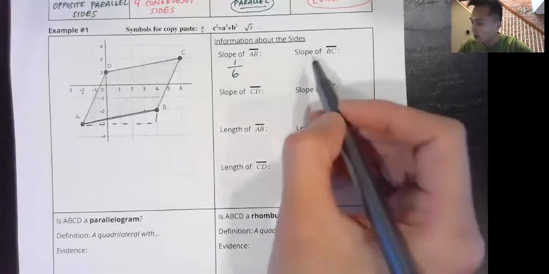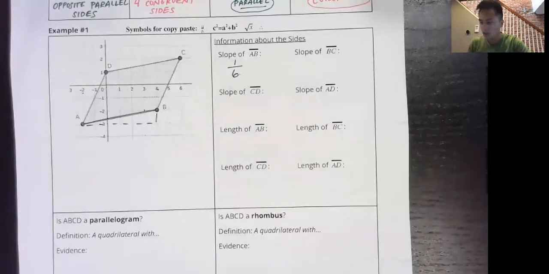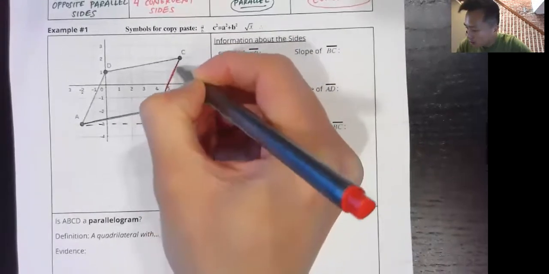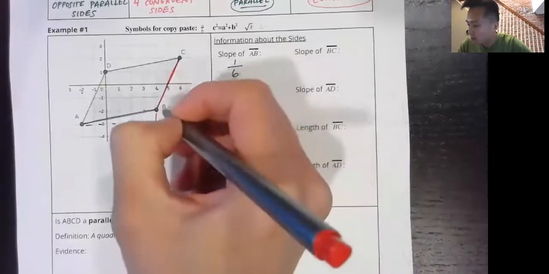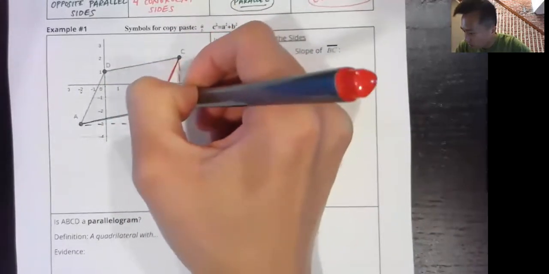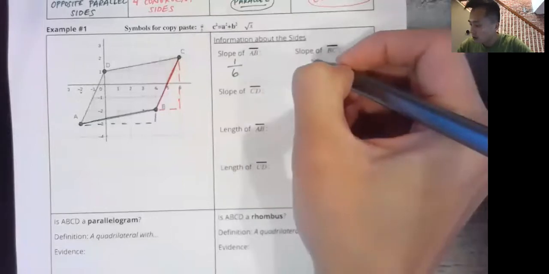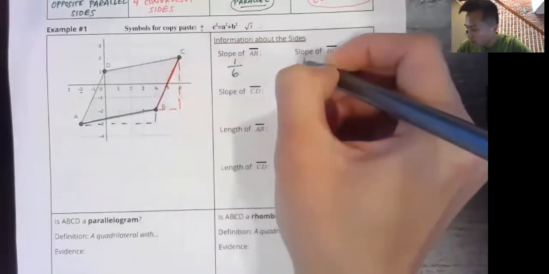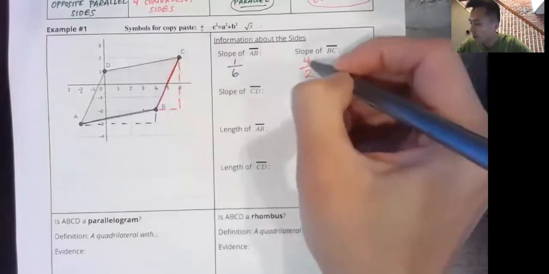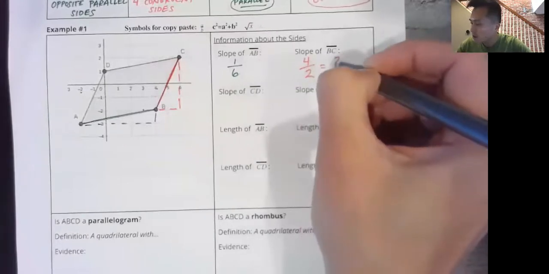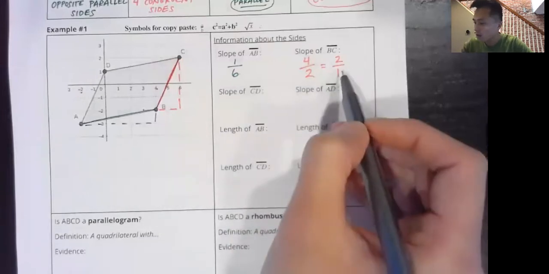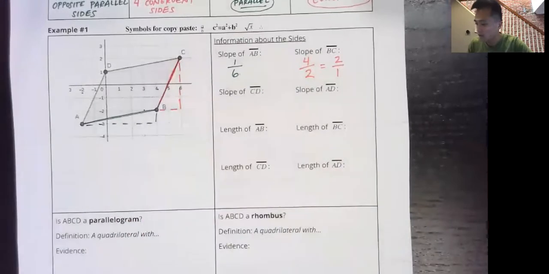Okay. Next, slope of BC. So BC, that's this side right here. I can draw on a slope triangle if that's helpful. So change in x is 2, change in y is 1, 2, 3, 4. So it's a slope of 4/2. That can be simplified by dividing both numbers by 2. So a slope of 2/1. I know it's a positive slope because looking from left to right, it's going uphill.